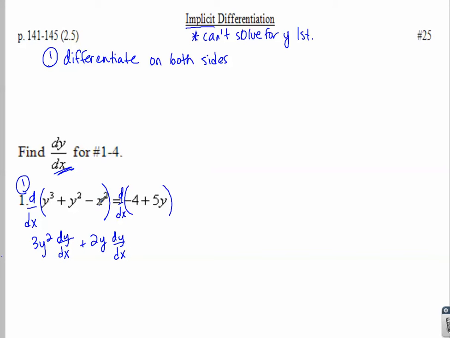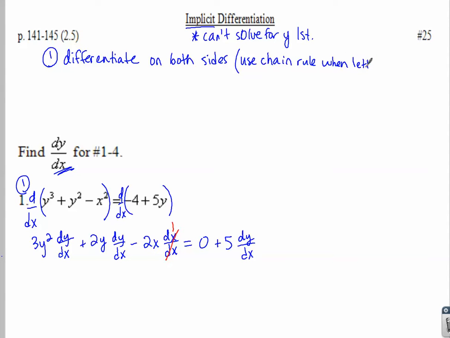Now this is a matching one, so if the letters match, I don't have to multiply by dx. Now if you really want to, say times dx dx. But what do you know that simplifies into? 1, so I'm usually not going to write that. Differentiating on the other side, the derivative of the constant is 0. The derivative of 5y is 5, but that's a different variable, doesn't match, so chain rule says times dy dx. So let's add to our notes that we're differentiating on both sides using the chain rule when the letters don't match.